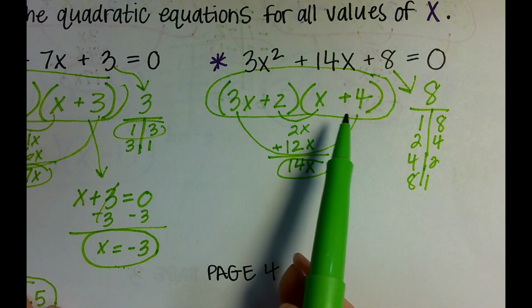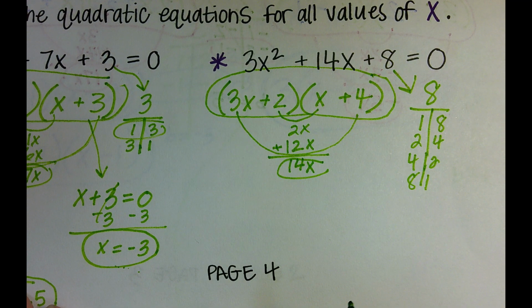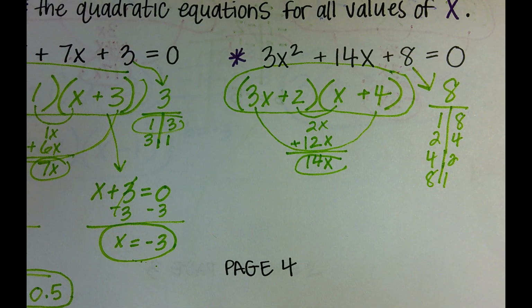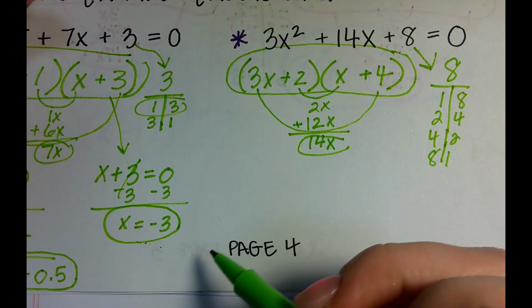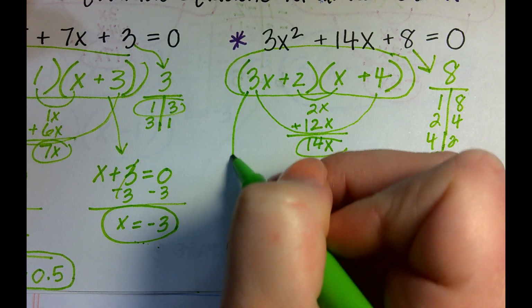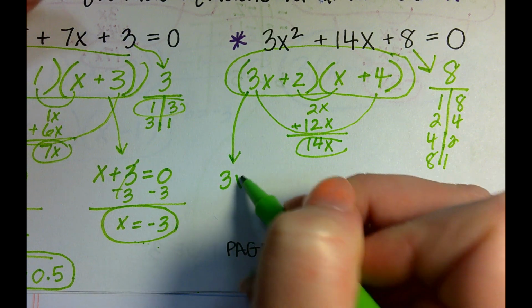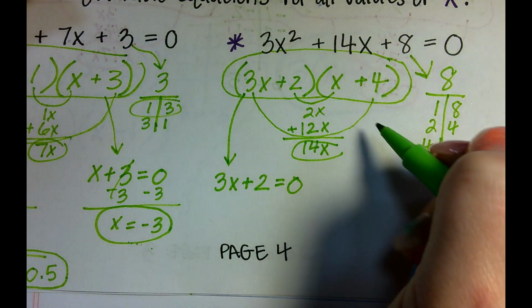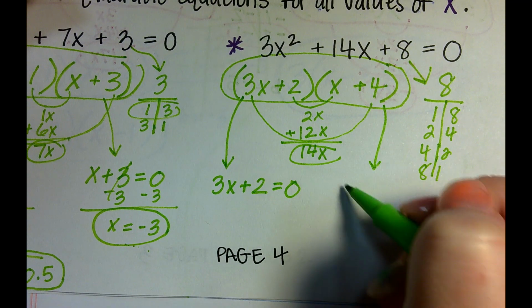We've factored it. Now to get the answer to the equation, somebody tell me what would I do next? I just told you in the last one. What would I do? Yes, we're just going to set each problem equal to 0 and solve. So I have 3x plus 2 equals 0, and I have x plus 4 equals 0.